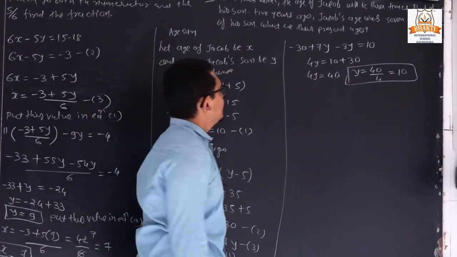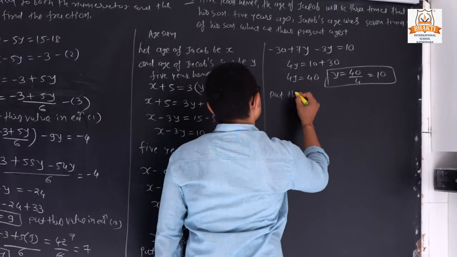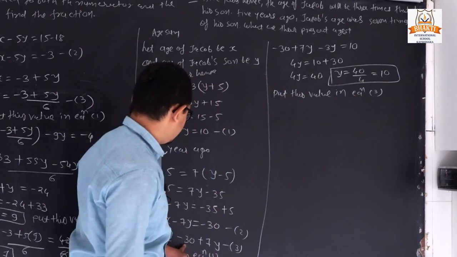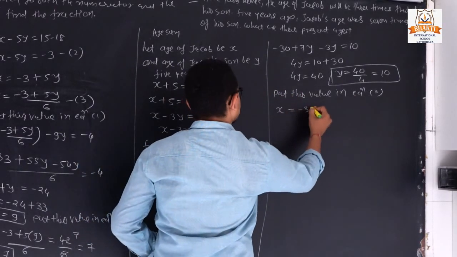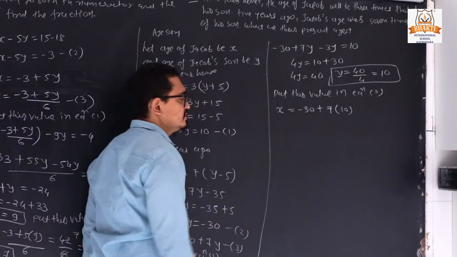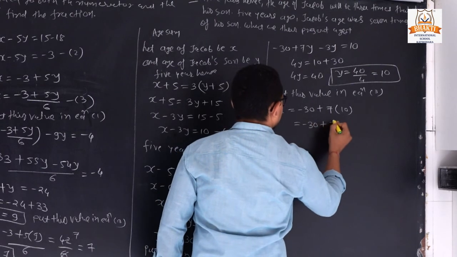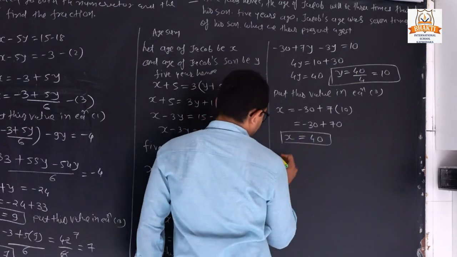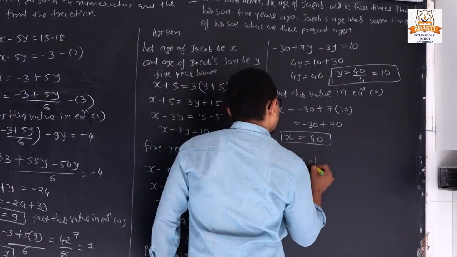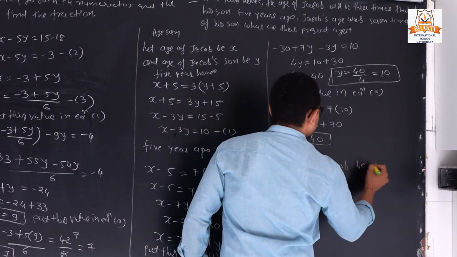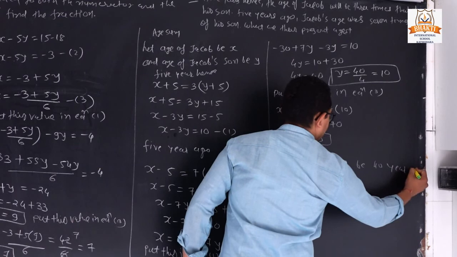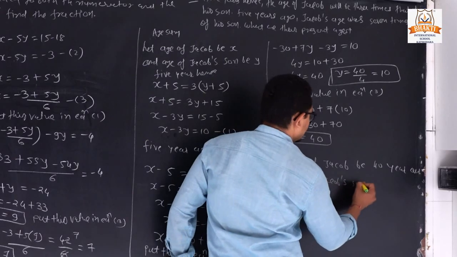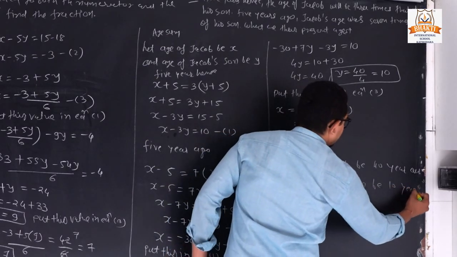Now next we will put this value in equation number 3. So x is equal to minus 30 plus 7 in bracket 10. So 70. So 70 minus 30, so 40. So it means the age of Jacob is 40 years and the age of Jacob's son is 10 years.